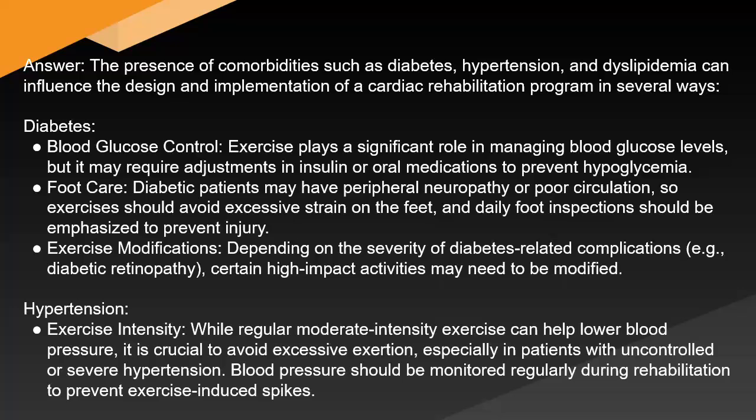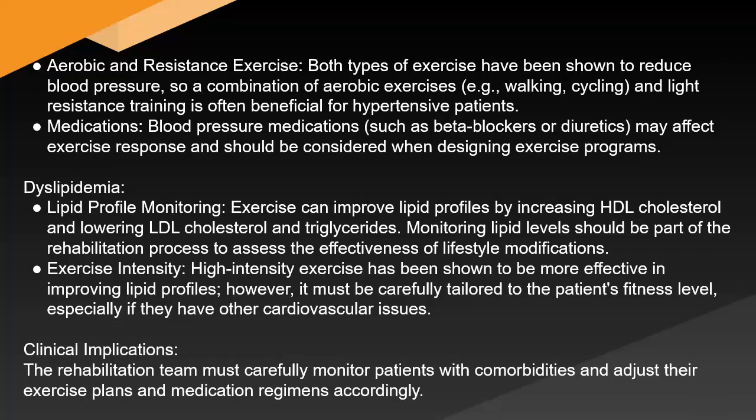Hypertension, exercise intensity. While regular moderate intensity exercise can help lower blood pressure, it is crucial to avoid excessive exertion, especially in patients with uncontrolled or severe hypertension. Blood pressure should be monitored regularly during rehabilitation to prevent exercise-induced spikes. Aerobic and resistance exercise. Both types of exercise have been shown to reduce blood pressure, so a combination of aerobic exercises, e.g. walking, cycling, and light resistance training is often beneficial for hypertensive patients.